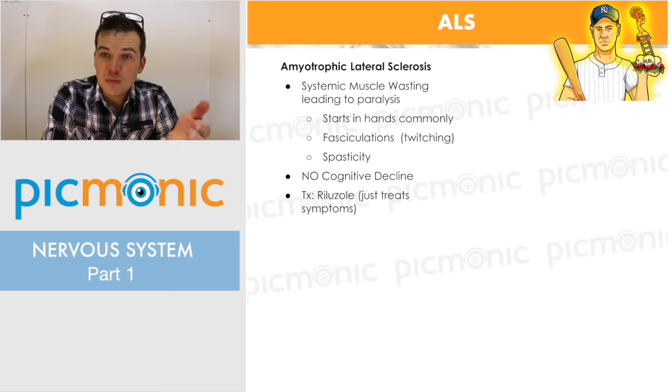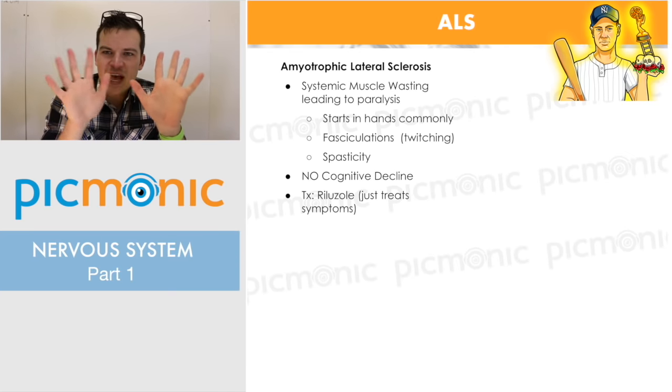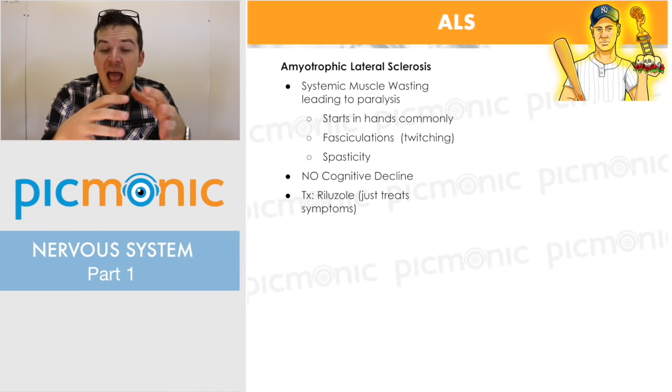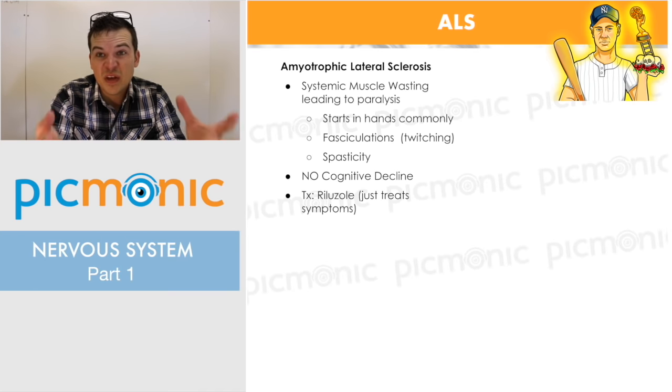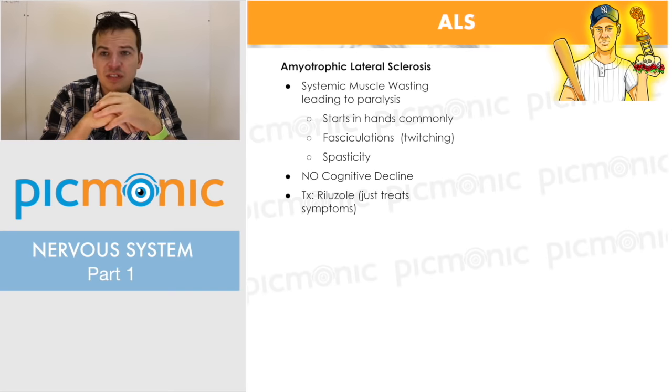However, most people don't actually know what happens with ALS, and it's actually a really sad disease. So what happens with ALS is you end up with systemic muscle wasting. It usually starts in the hands. Usually patients have hand weakness. It usually appears in the hands and then progresses to the systemic muscle weakness of the entire body. And it's a very sad disease because these patients have no cognitive decline whatsoever. They are completely lucid and they know everything that's going on up until the day they die.